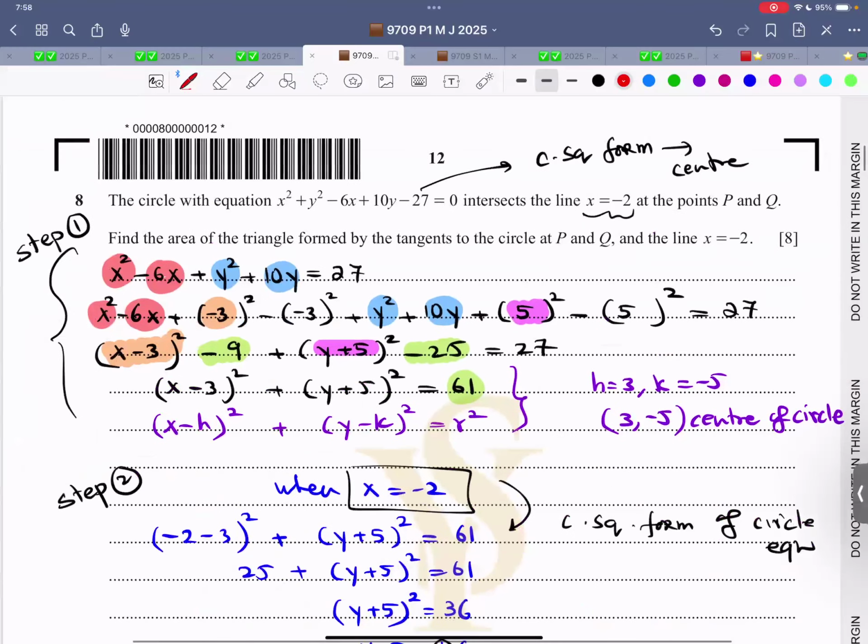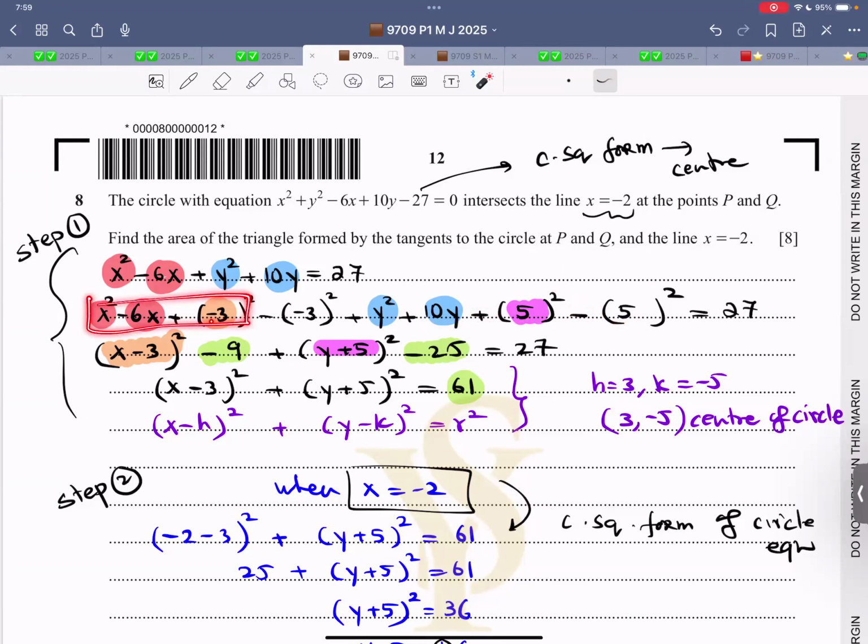The first step. Step 1. You write x squared with x, you write y squared with y, you transfer 27 to the other side. With the x's, first add, then subtract square of half the coefficient of x. So coefficient of x is -6, half of that is -3. First add, then subtract square of half the coefficient of x. Apply the same methodology with y. Coefficient of y is 10. First add, then subtract square of half the coefficient of y.